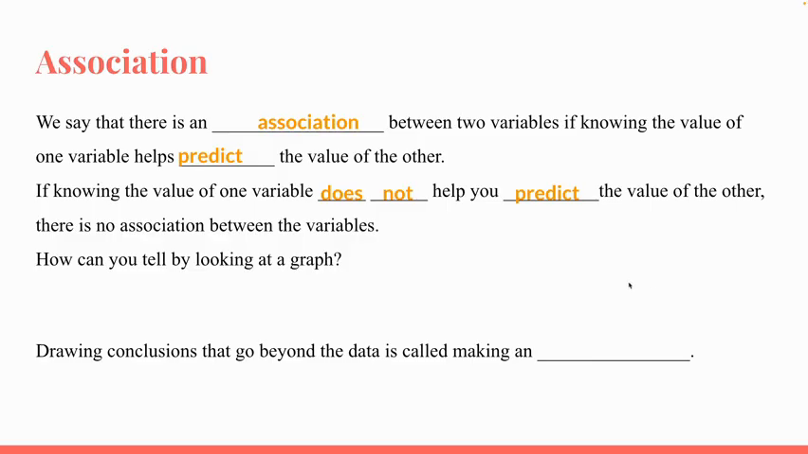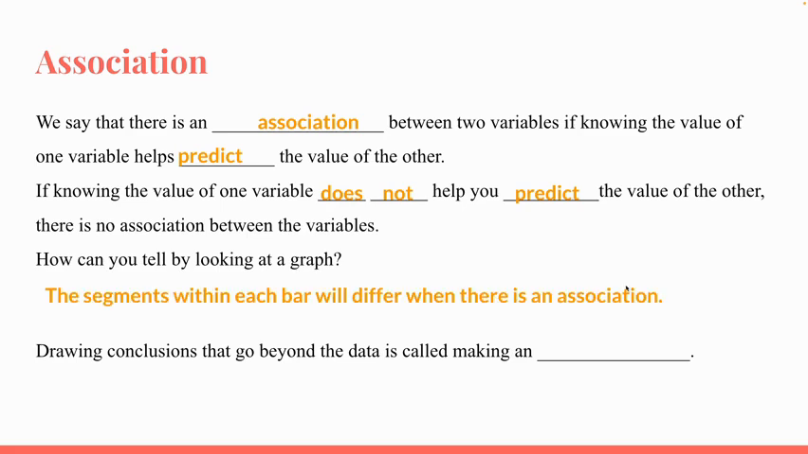So how can you tell by looking at a graph? So remember that segmented graph? If the segments within each bar differ, then there's an association. So the segments within each bar will differ when there is an association. So if all the bars look the exact same, there's no association. If the segments within the bars are different, then there will be some sort of association. Drawing conclusions that go beyond the data is called making an inference. So it helps us describe the data and predict for future.